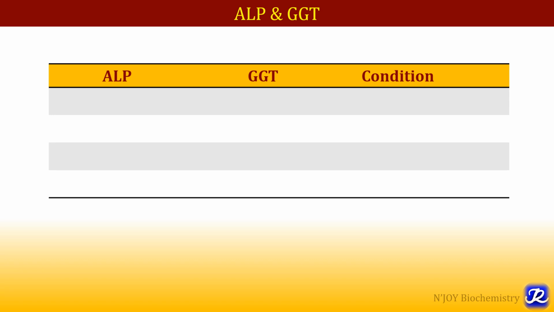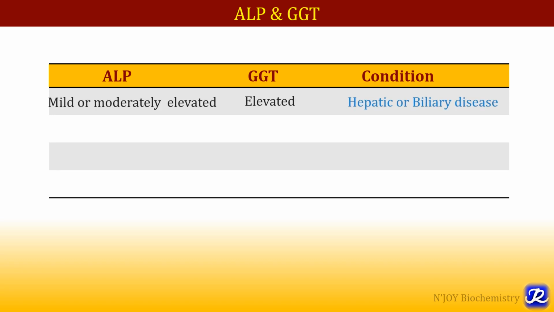So if both ALP and GGT are estimated and there is a mild to moderate increase in the ALP level and the GGT level is also increased, then this denotes either hepatic or biliary disease, because mild to moderate elevation in both is seen in hepatic and biliary disease. So both are elevated, then hepatic or biliary.